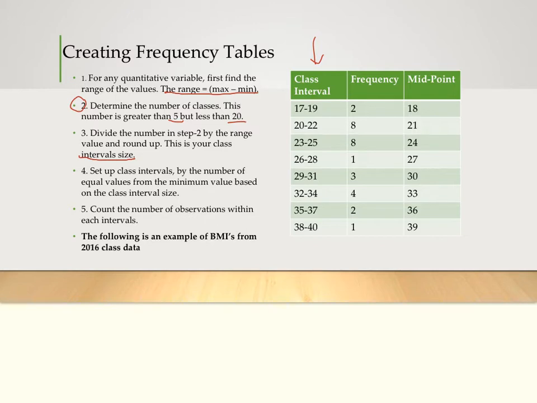Then we set up the class intervals by the interval size. And we go from the minimum value typically, or we may pick a number a little less than the minimum, and we then go the interval size based upon that number that we calculated. Then, once we've set up the class intervals, we go back to the data set, and we count the number of observations within each of the class intervals.